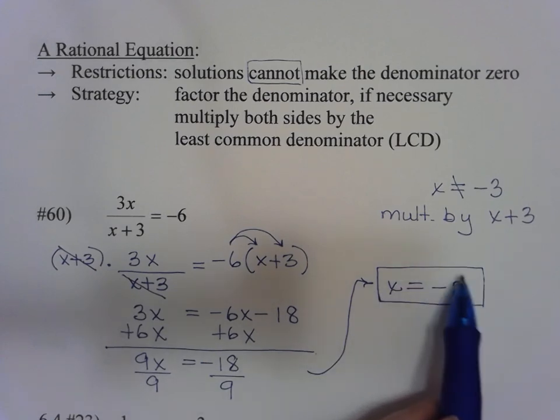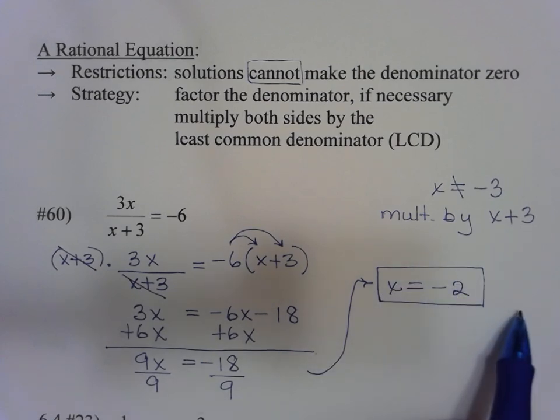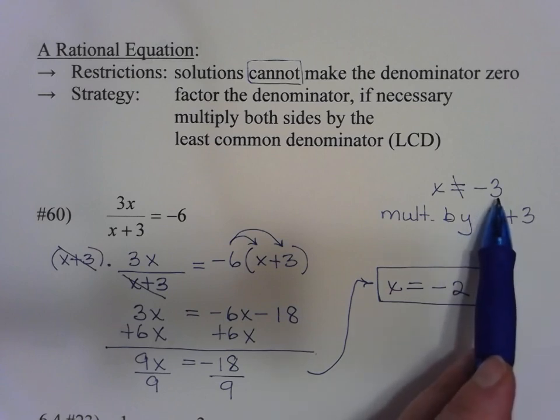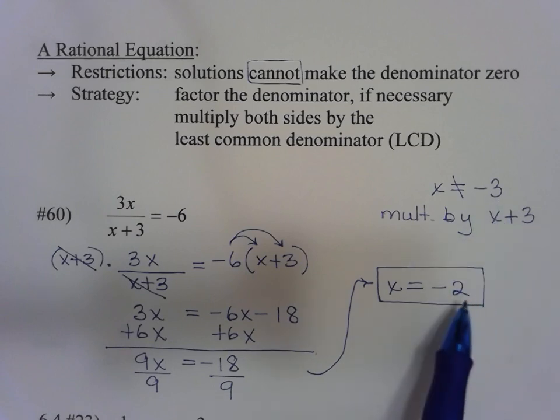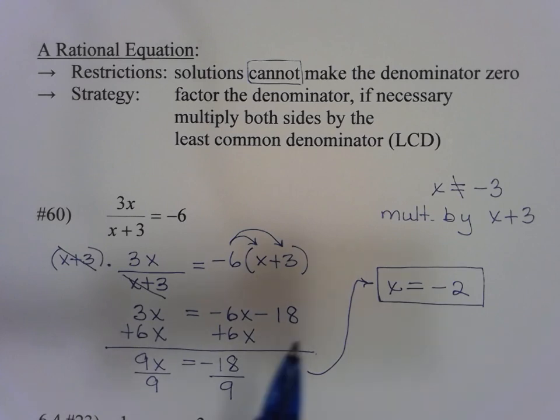So think of these as all the candidates, right? Any numbers I get here at the end are my candidates. If they're on this list, they don't work. So if I had gotten negative 3 here and I knew it didn't work, my answer then would be no solution. But that didn't happen this time, so I'm good.